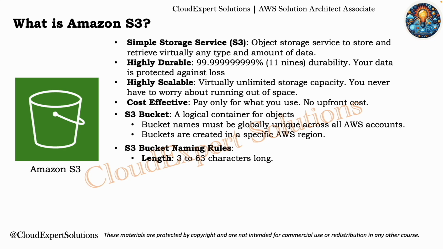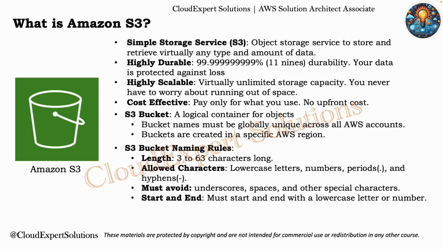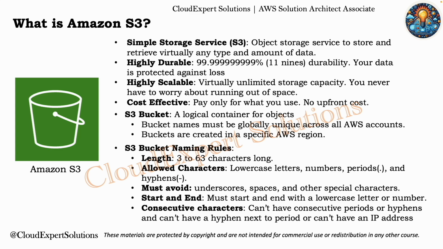Now let's review the S3 naming conventions. The bucket name must be unique, as we discussed, and it should be between 3 to 63 characters long. You need to use only lowercase letters, numbers, periods, and hyphens. You should avoid using underscores, spaces, and other special characters. Any bucket name must begin and end with a lowercase letter or a number, but it cannot have consecutive periods or hyphens, nor can it be formatted as an IP address.